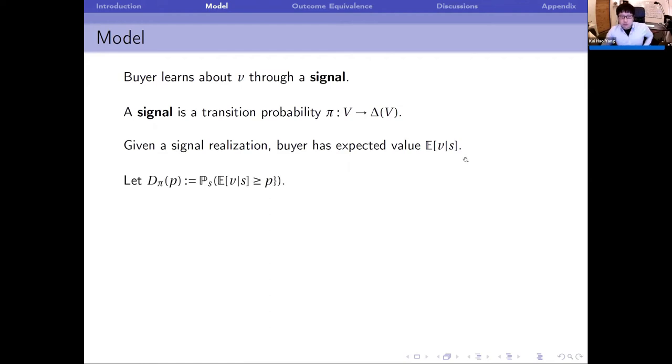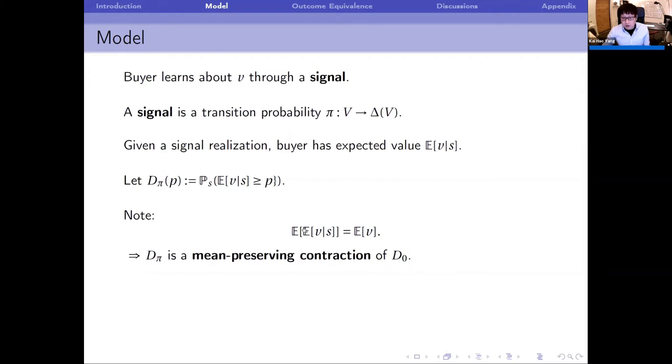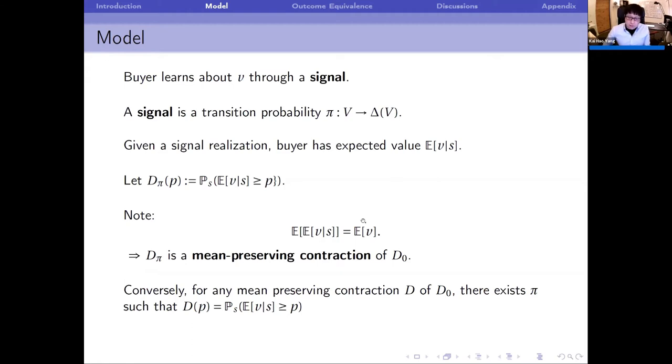Let me let D pi denote the distribution of this interim expected value. This interim expected value is itself a random variable because S itself is drawn from a distribution pi of V. So there is a marginal distribution of this random variable, and I'm denoting this marginal distribution as D pi. Of course, we know from the law of iterated expectation that the expectation of this interim expected value equals the ex-ante expected value. This implies that D pi is a mean preserving contraction of the prior D naught. Conversely, that's also true. For any mean preserving contraction D of D naught, there exists a signal pi such that the induced distribution of interim expected value equals D.